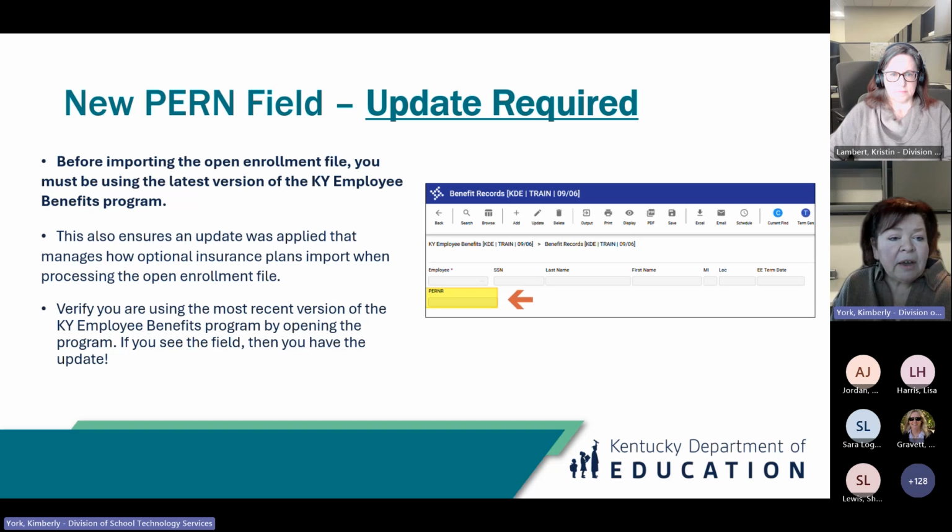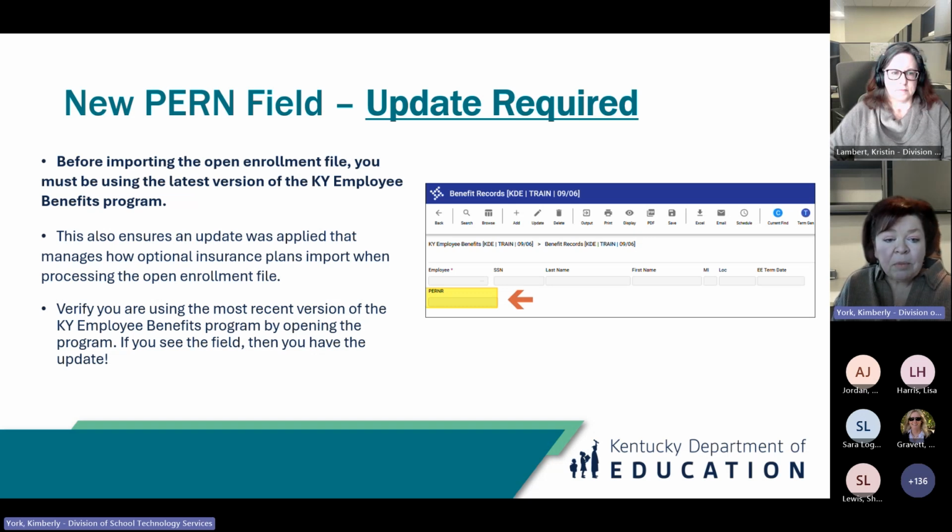I want to start with talking about the new PERNER field. This update to the Kentucky Employee Benefits Program is required before you import your open enrollment file. Before importing the open enrollment file, you must be using the latest version of the Kentucky Employee Benefits Program. This ensures an update was applied that manages how optional insurance plans import when processing the open enrollment file.